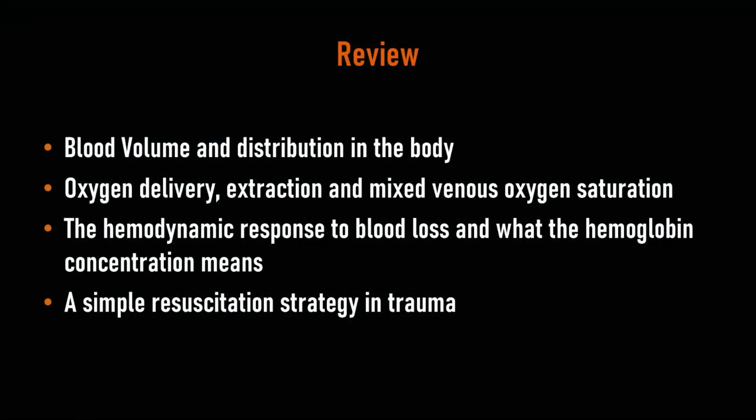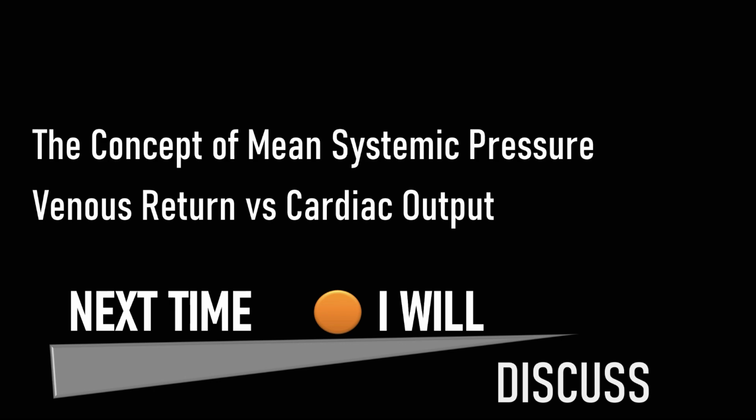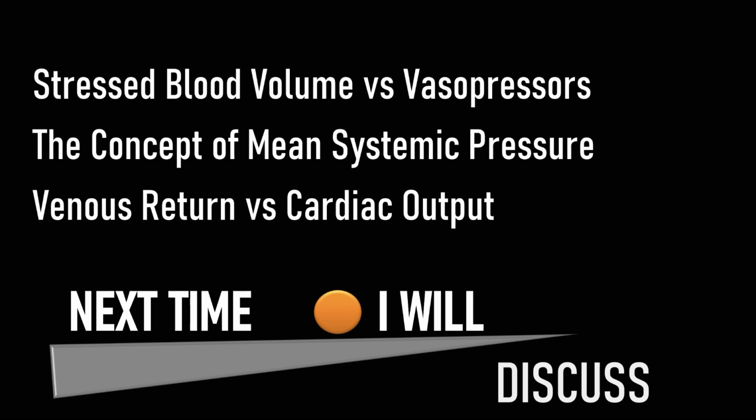Let's review this tutorial. In this tutorial, we covered blood volume and distribution in the body, oxygen delivery, oxygen extraction, and mixed venous oxygen saturation. We also looked at the hemodynamic response to blood loss and what the hemoglobin concentration means, and a simple resuscitation strategy in trauma. Next time I'll discuss venous return versus cardiac output, the concept of the mean systemic pressure, and stress blood volume versus vasopressors. Okay, that was the macrocirculation, blood loss, oxygen delivery and consumption, and transfusion. Congratulations, you have now completed Module 2 of Part 1 of this course.